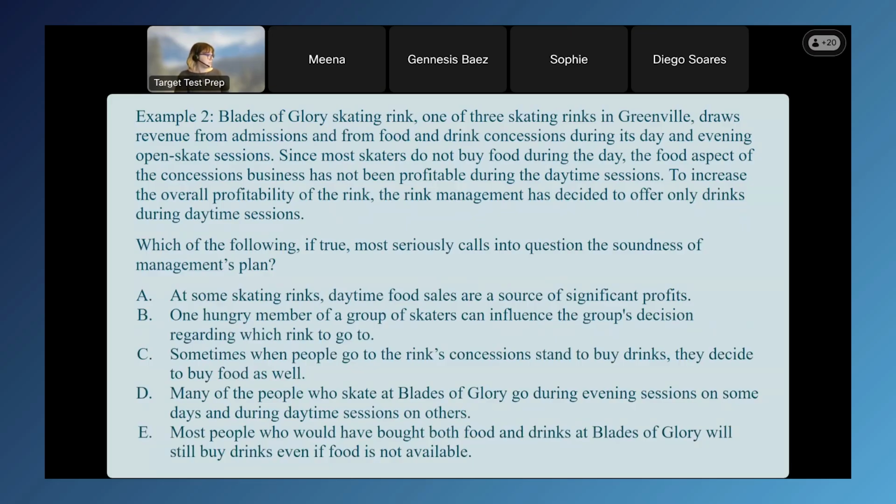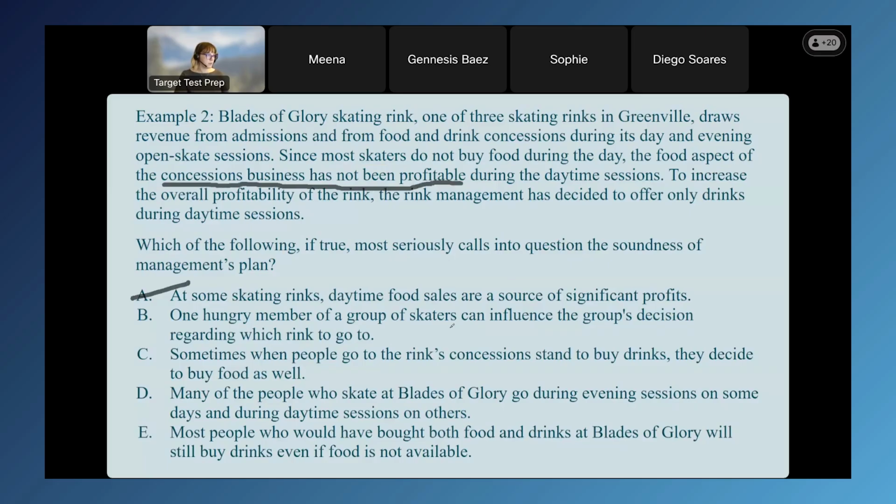A, at some skating rinks, daytime food sales are a source of significant profits. Well, not at this one. So yeah, the concessions business here has not been profitable. So that's not true of our skating rink.